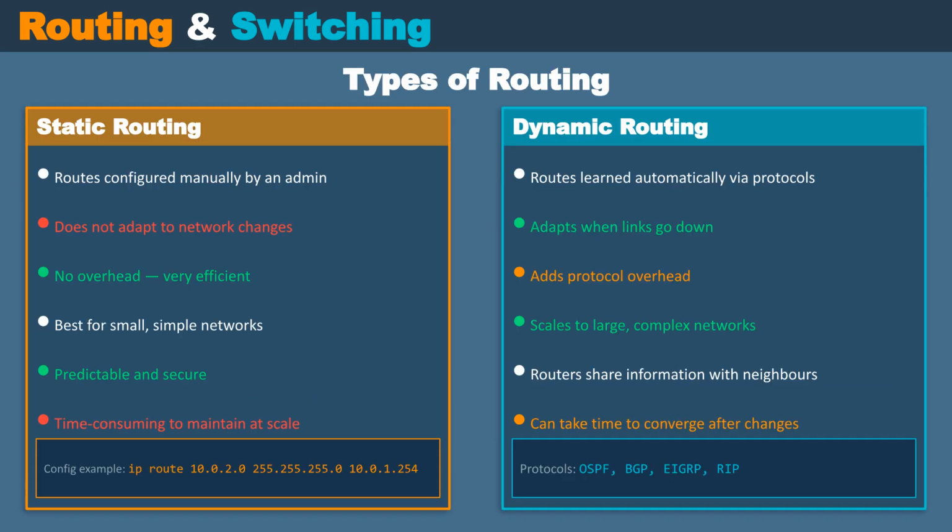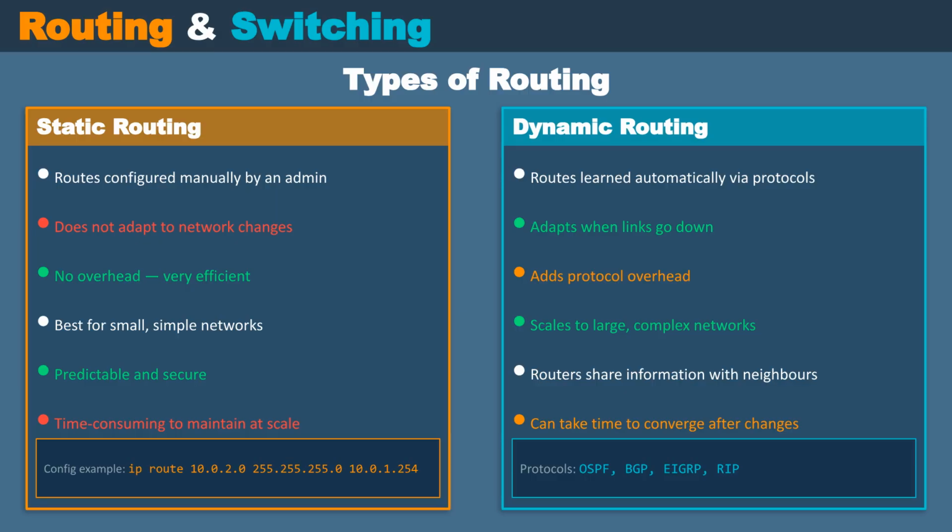There are two main types of routing. Static routing is configured manually by an administrator. It is predictable and secure with no overhead, making it efficient for small, simple networks. However, it does not adapt to changes and is time-consuming to maintain at scale.